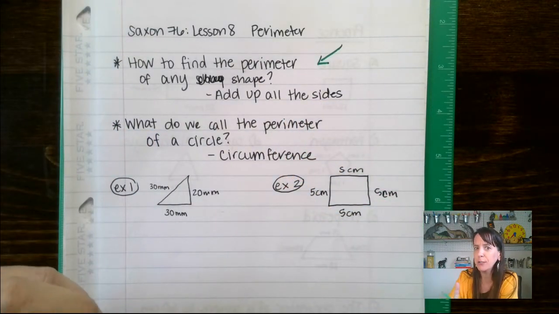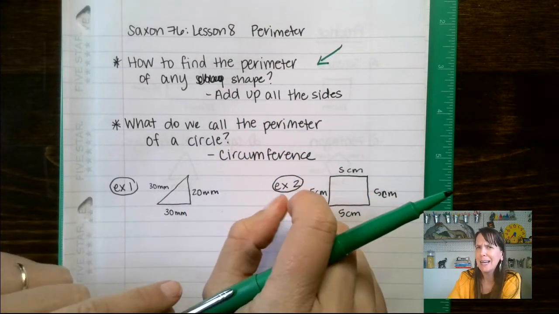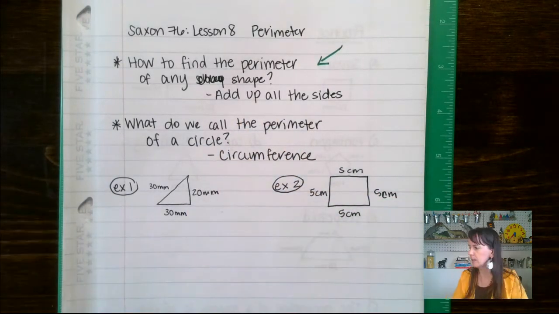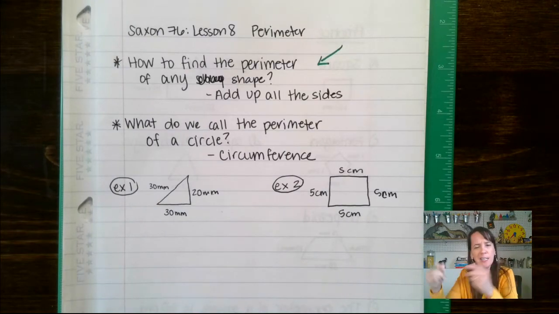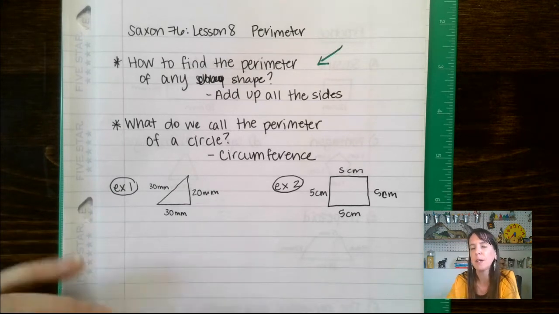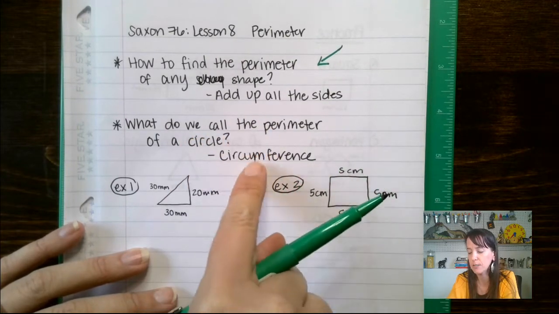However, circles are a little different. The perimeter of a circle is called a circumference. And it's kind of hard. You can't take a ruler and measure a circle. So that one we'll talk about a little bit later, but I just want you to remember that the perimeter of a circle, we call that a circumference. So that's a good idea.